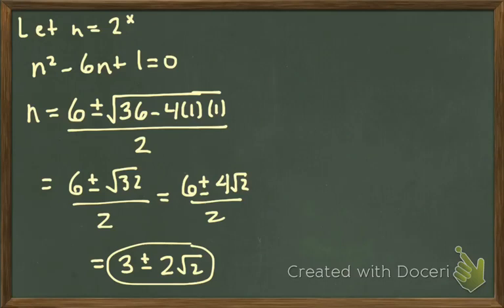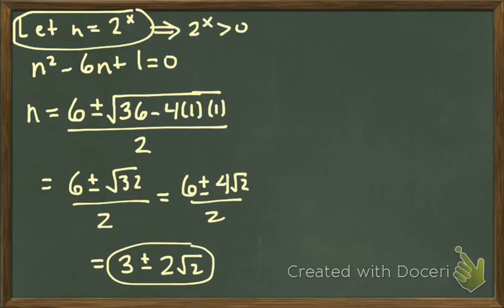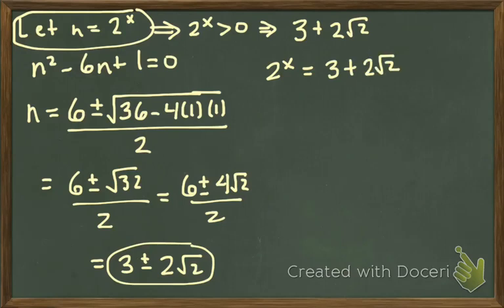The reason those are only candidates is that we have to remember where this n comes from. n has to be 2 to the x, and we know that 2 to the x is greater than 0, so the only one of our answers that makes sense from the two we got from the quadratic formula is the positive case of 3 plus 2 times the square root of 2. So we set 2 to the x equals 3 plus 2 times the square root of 2.